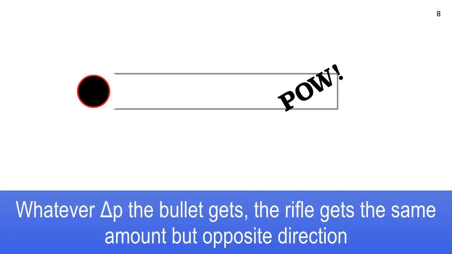The rifle is going to recoil. Now watch this recoil. This is thrilling too. Here it comes. The rifle's going to recoil.